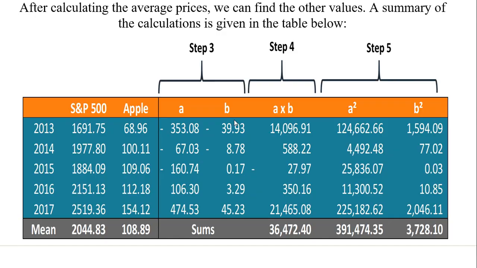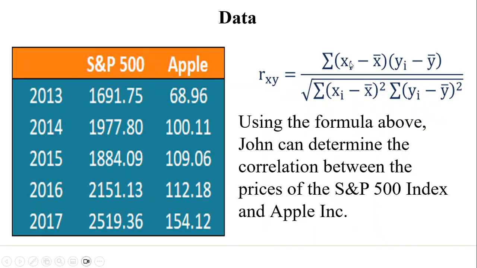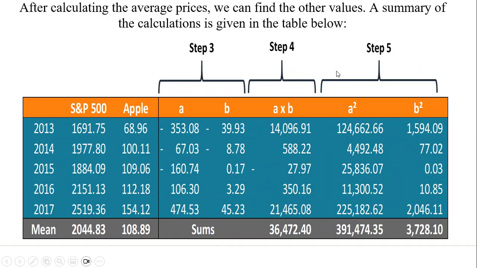Their products, which is what we have here. Now the product is xi minus bar x in brackets times yi minus bar y in brackets. So we need to get that before we can get their summation. Now you will see that we have minus 353.08 times minus 39.93, and you have it to be positive, because minus times minus will give you positive. 353.08 times 39.93 will give you 14,096.91. Same for this, 67.03 times this will give you this. 160.74 times 0.17 will give you this.